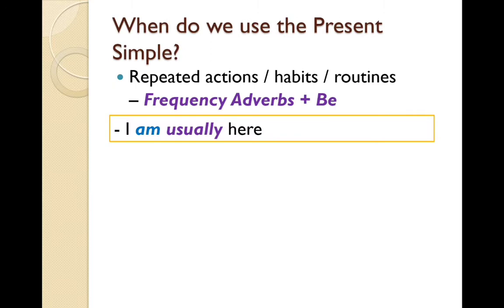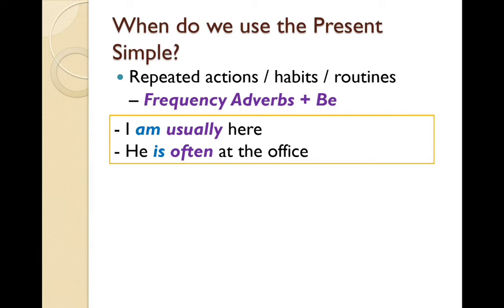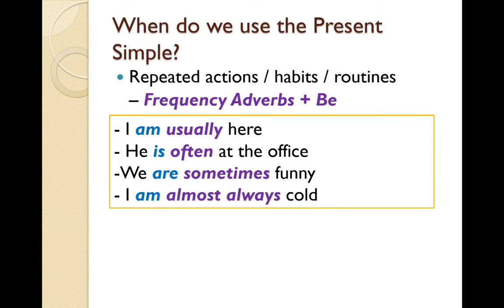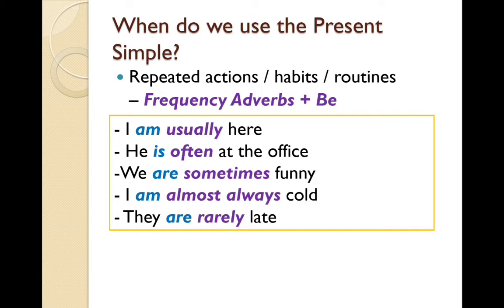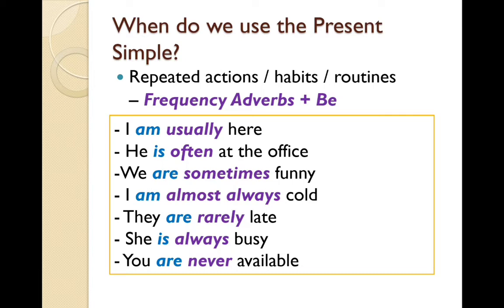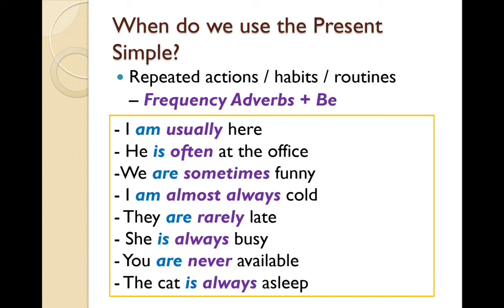See some more examples. I am usually here. He is often at the office. We are sometimes funny. I'm almost always cold. They are rarely late. She is always busy. You are never available. The cat is always asleep.